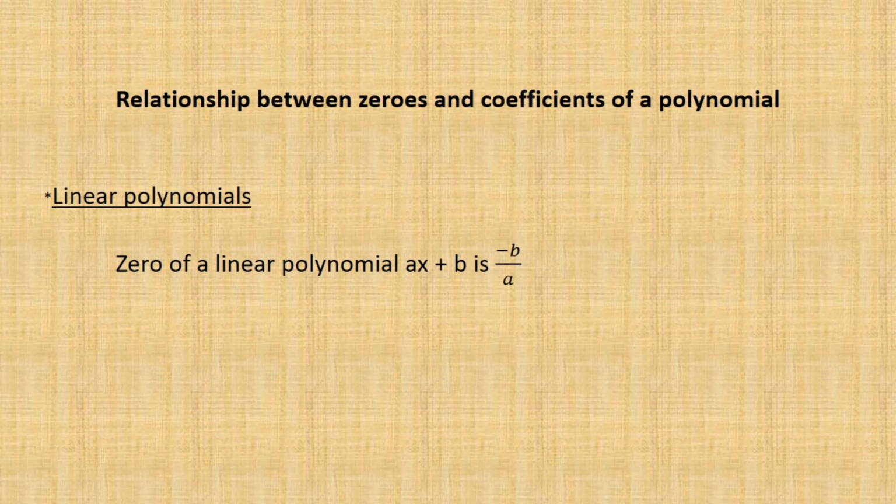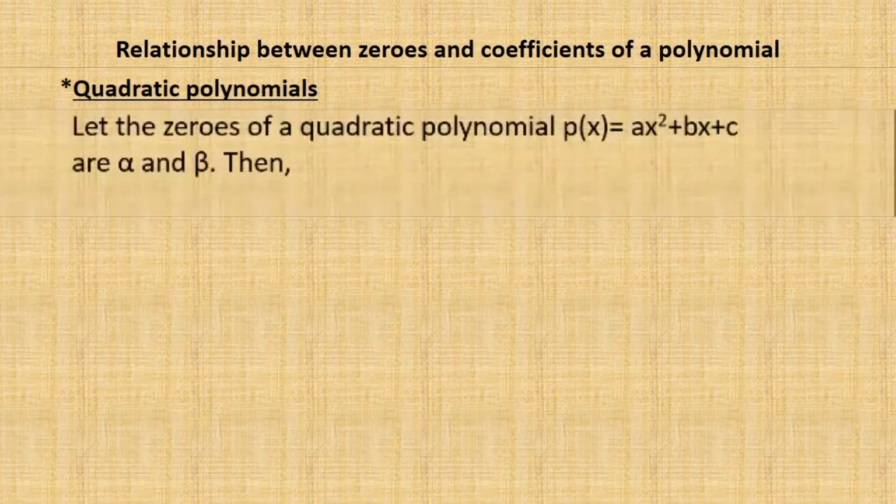For a first degree polynomial, a linear polynomial, we have already studied in 9th standard, and we also discussed in the first, second and third lessons. The zero of a linear polynomial ax plus b is minus b by a. To get the zero, take the negative of the constant term and divide by the coefficient of x. So minus b by a. This is very simple. You already know this.